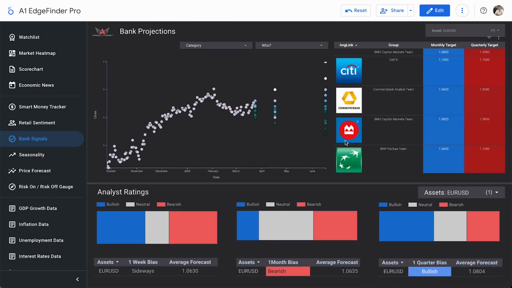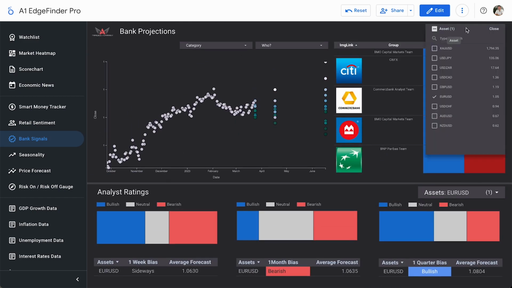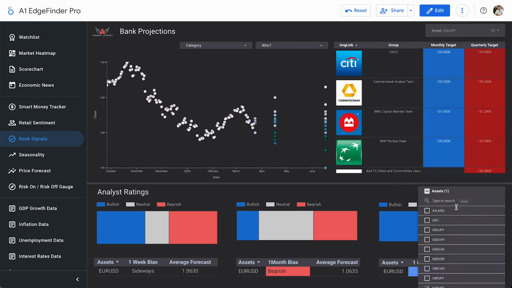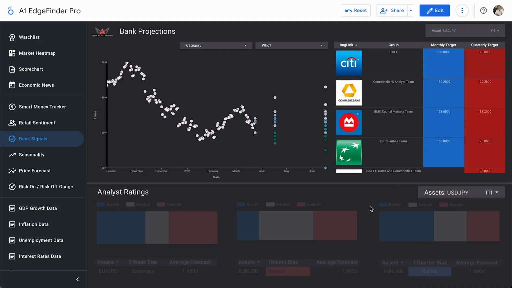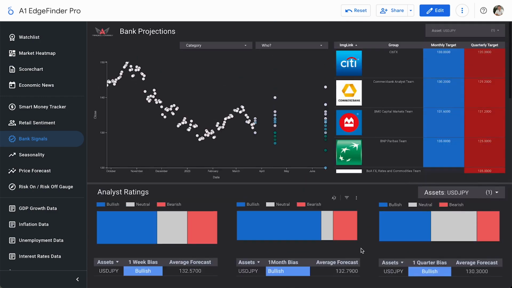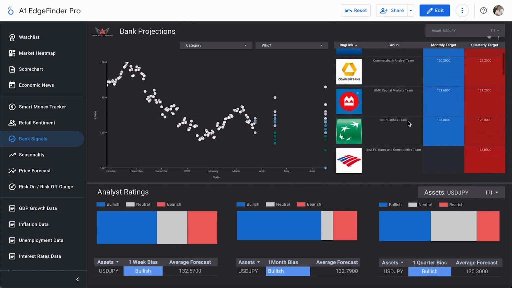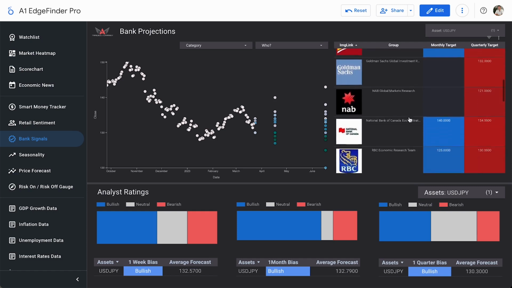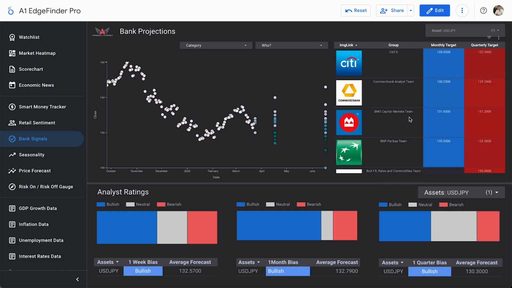Let's check out another asset. How about USD JPY? So I'm going to select USD JPY there. I'm also going to select USD JPY here so that all of the information is the same. And there we go. Now we're taking a look at the dollar yen cross. And so we can see, again, all of these international banks, what their market research team believes, where they believe USD JPY is heading on a monthly and a quarterly target level.